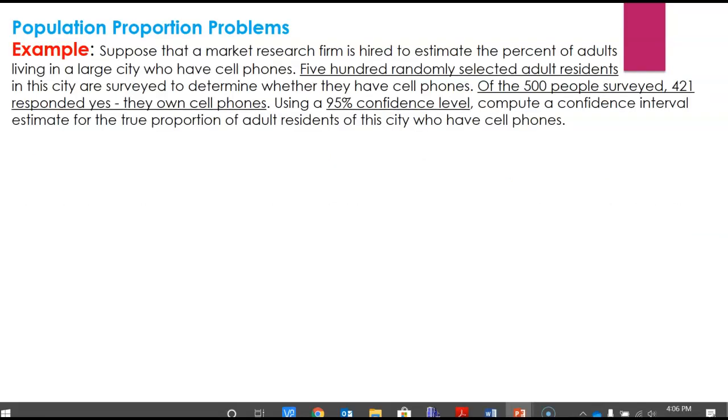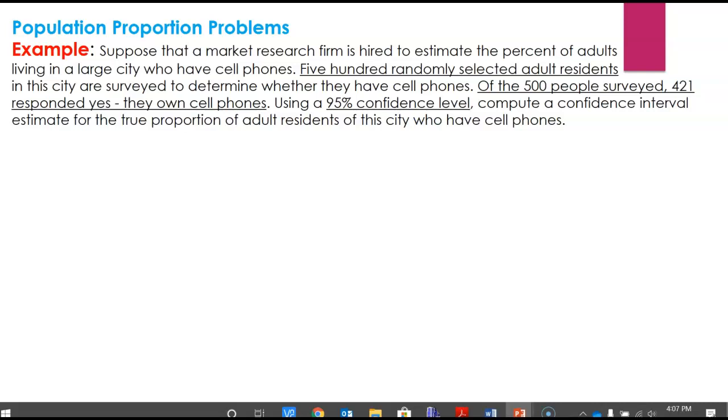Here's an example. Suppose that a market research firm is hired to estimate the percentage of adults living in a large city who have cell phones. 500 randomly selected adult residents in this city are surveyed to determine whether they have cell phones. Of the 500 people surveyed, 420 respond yes that they own cell phones.